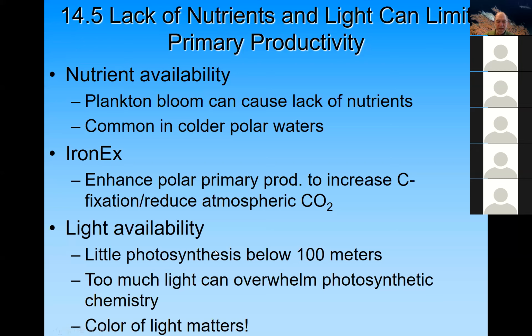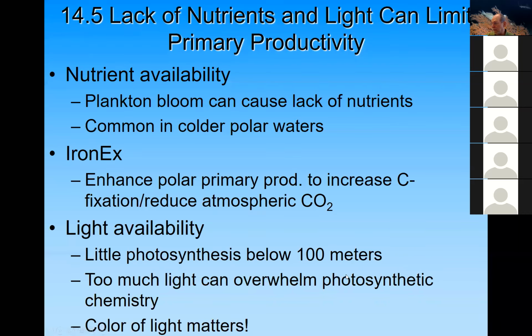The availability of light tends to limit photosynthesis below about 100 meters. That's going to vary in different parts of the ocean. If there's too much light, that tends to overwhelm photosynthetic chemistry. So typically, you don't find phytoplankton in the very surface waters of the ocean. They typically don't float right at the ocean surface. They like to be a few centimeters or a few meters below the ocean surface, where they're protected from excess light. And the color of the light matters.